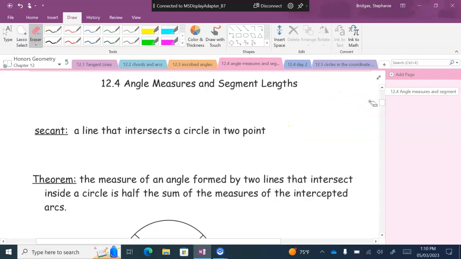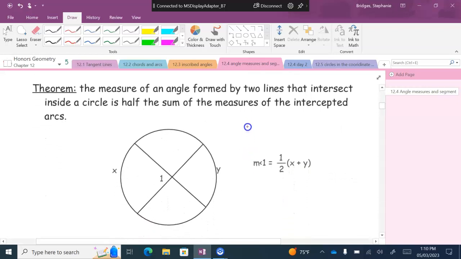Okay, and then the first theorem that we are going to talk about is angles that are formed inside of a circle. It says the measure of an angle formed by 2 lines that intersect inside the circle, whether they're chords or secants, is half the sum of the measures of the intercepted arcs. Okay, and I have those labeled a little bit there, and I will explain in just a minute once everybody has a chance to draw the picture.